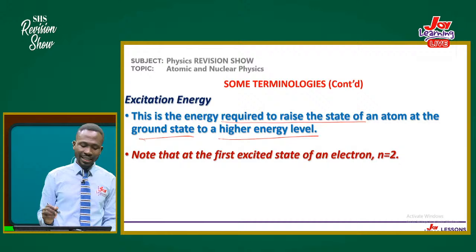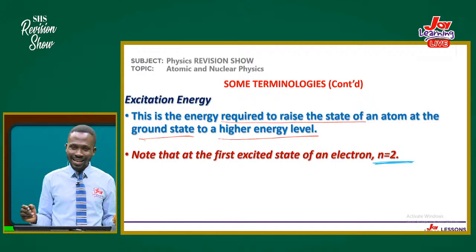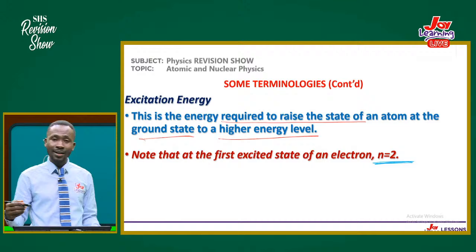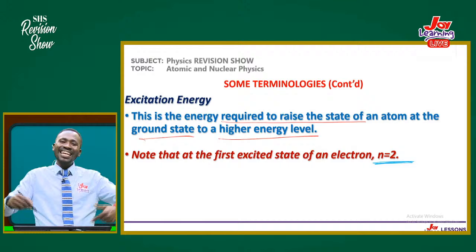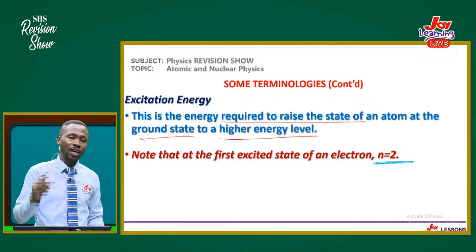Note that at the first excited state of an electron, n is equal to 2. This is very important. Students usually make this mistake. Before the atom gets excited, it will be at the ground state. We have just looked at it: an electron at the ground state will occupy an orbital with quantum number n equals 1. So it's already at n equals 1. When it gets excited for the first time, it will move from n equals 1 to n equals 2. So at the first state of excitation, its quantum number n becomes 2 and not 1. Then at the second state of excitation, its quantum number becomes 3 and not 2.